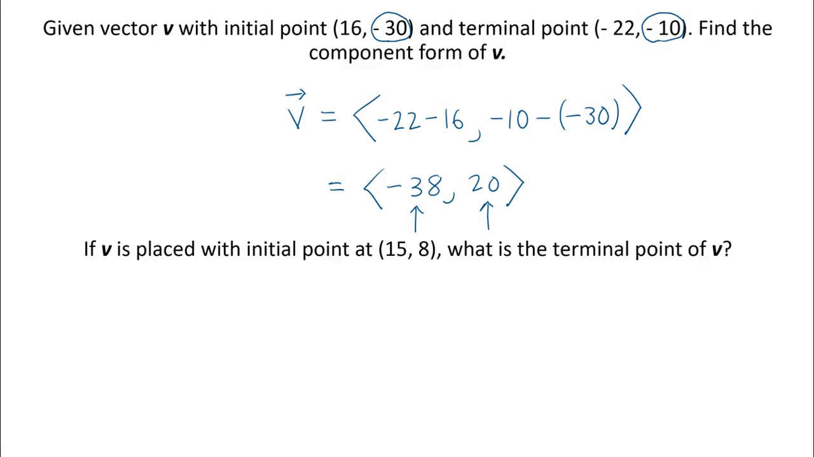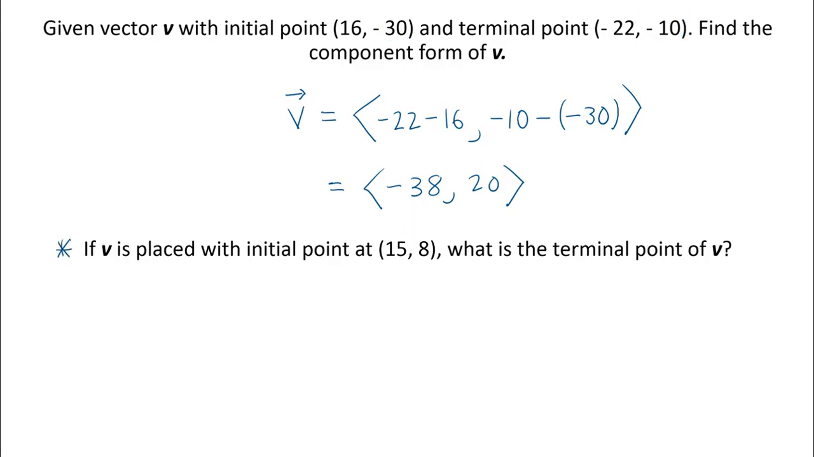So if I wanted to recreate vector v with a different initial point other than the (16, -30), I can do that. Choose any point in two-dimensional space. From that point, move 38 units to the left, and then up 20 units, and that'll be the terminal point for that vector. So essentially, when a vector is in component form, I have the slope of that vector given to me. The slope will always be the y displacement over the horizontal displacement.